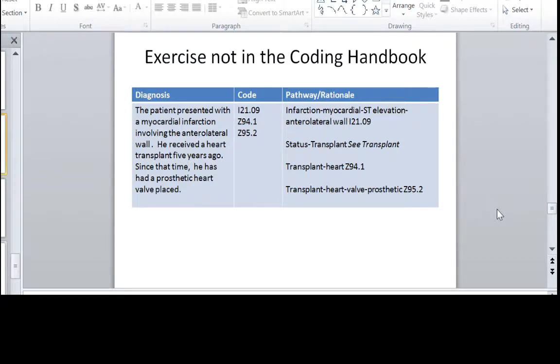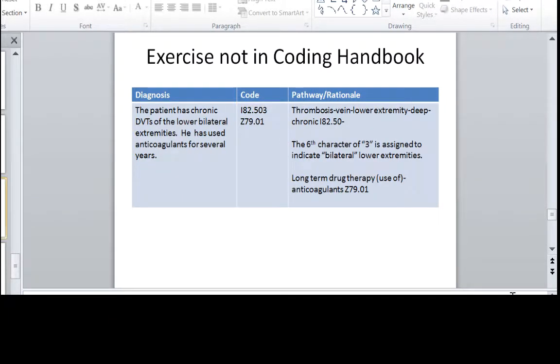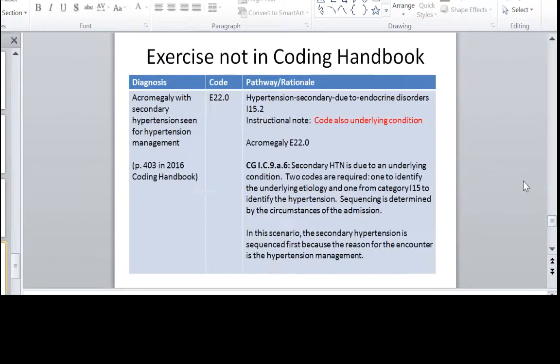Here I've included an exercise that's not in the coding handbook that deals with the status, the Z codes that are status codes, just to make you aware of using them occasionally and how you might use them. I included this exercise to be sure that you know to code the long-term use of an anticoagulant, just as you coded the long-term use of insulin when you were coding diabetes cases. And this exercise is an example of secondary hypertension, and how that might be coded.